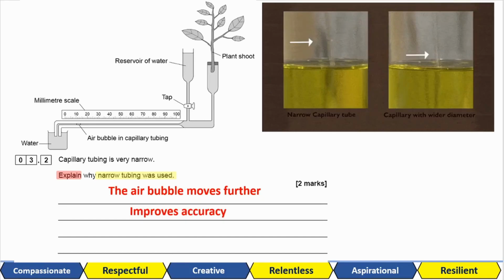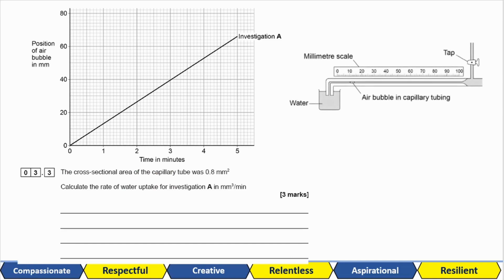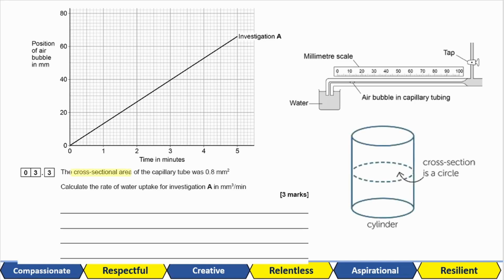So your first mark comes from saying that the air bubble moves further along, and this will improve the accuracy of your reading. This next question gives us a graph showing how the position of the air bubble changed over time for the first investigation. It tells you that the cross-sectional area of the tubing is 0.8 millimeters squared. I've got this diagram here to show you what that means. It's just the area of a flat 2D circle that fits inside the tube.